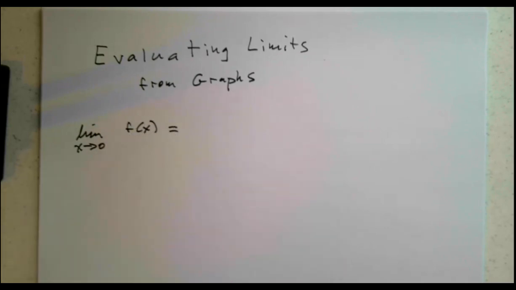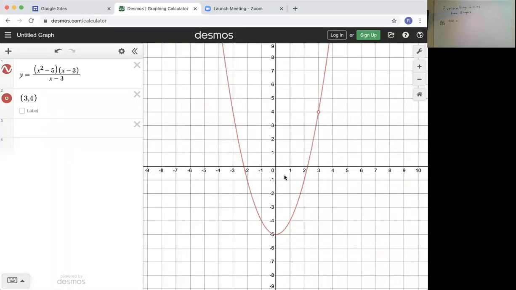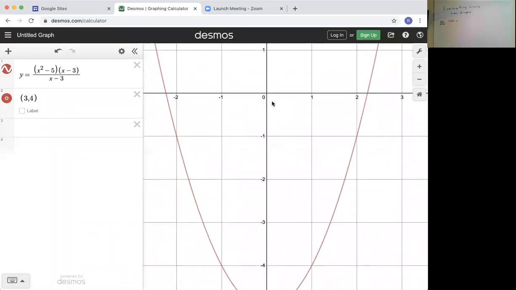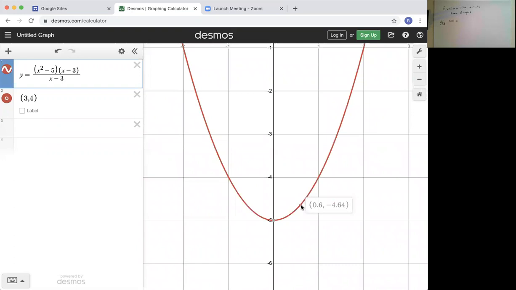So as the x values get closer and closer to 0, what do the values of the function get closer and closer to? So we can blow this up. As the x values get closer and closer to 0 from the right, what's happening here? It looks like it's getting closer and closer to what? To -5.